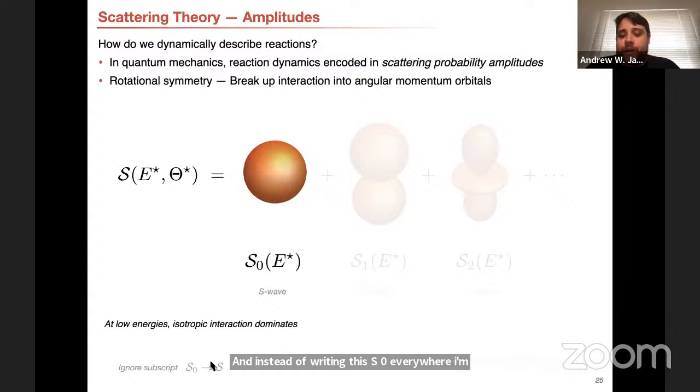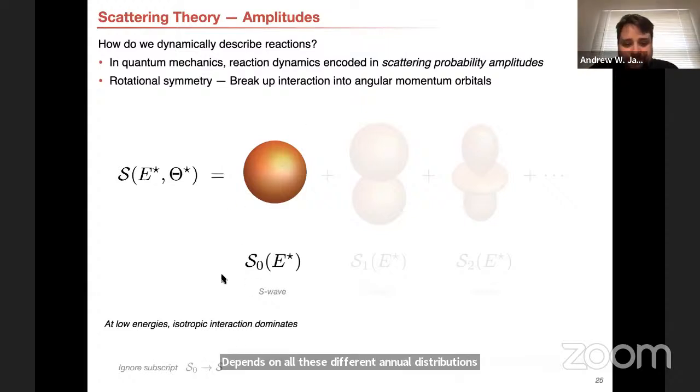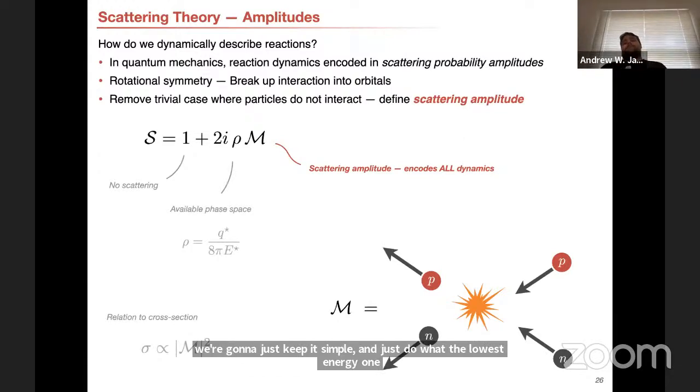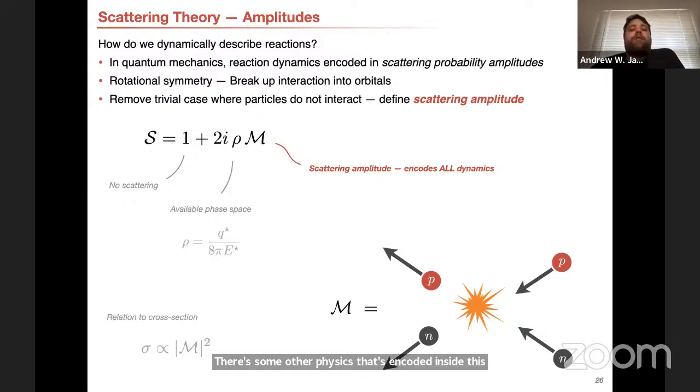Even though you can have a general scattering probability amplitude that depends on all these different angular distributions, we're just going to keep it simple and deal with the lowest energy one. There's some other physics that's encoded inside this probability amplitude. And in general, this S describes the evolution of some initial state to some final state.